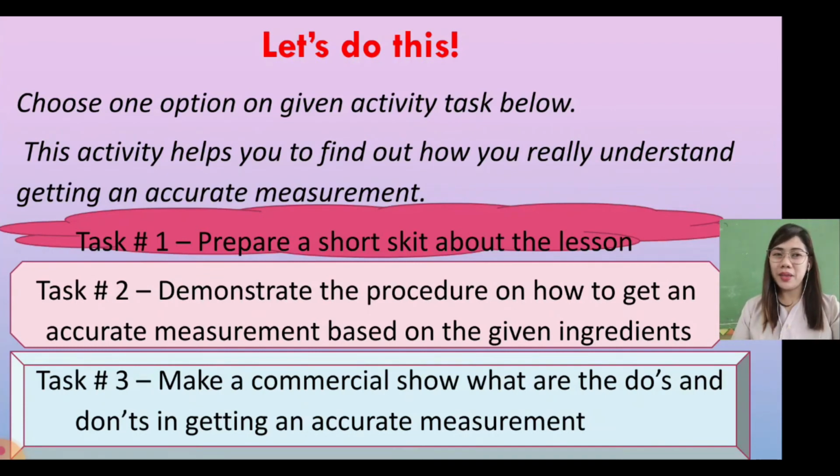Task number 1, you can prepare a short skit about the lesson. Task number 2, demonstrate the procedure on how to get an accurate measurement based on the given ingredients. Task number 3, make a commercial showing the do's and don'ts in getting an accurate measurement. You can now screen capture our enrichment activity for your reference.